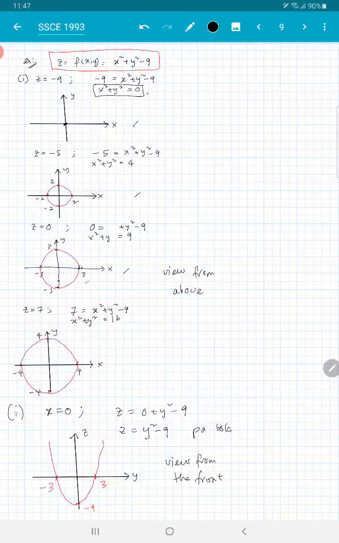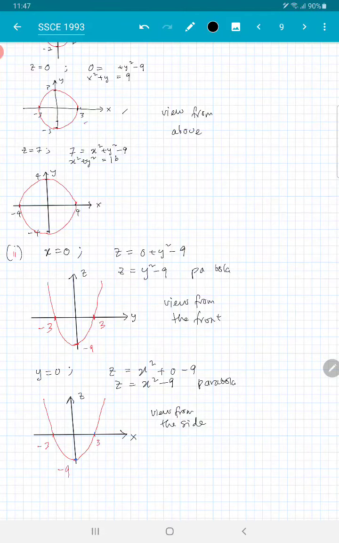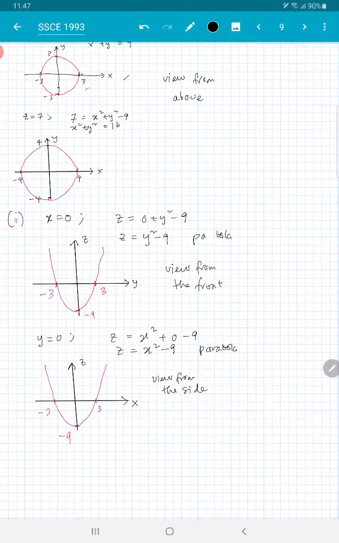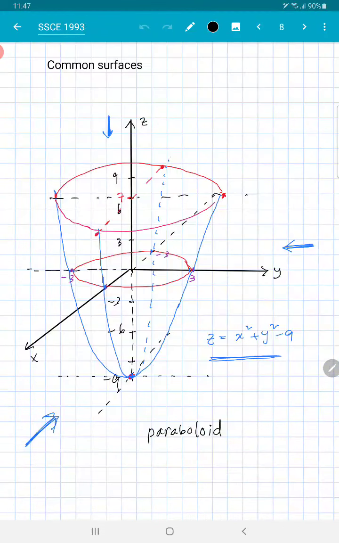And then we also sketch traces. One is for x equals 0. That would be a view from the front. And a trace y equals 0. That would be a view from the side. So when we put them together, we get this paraboloid. So this shape that looks like a bowl is called paraboloid.